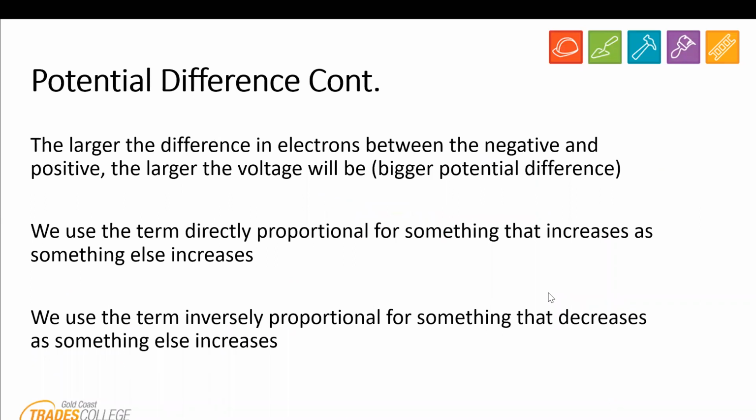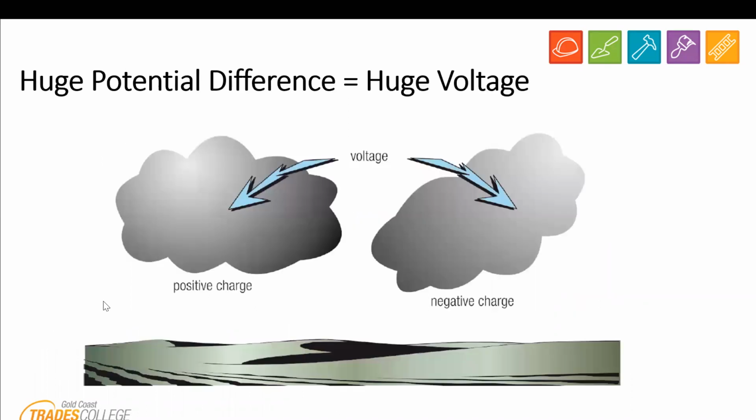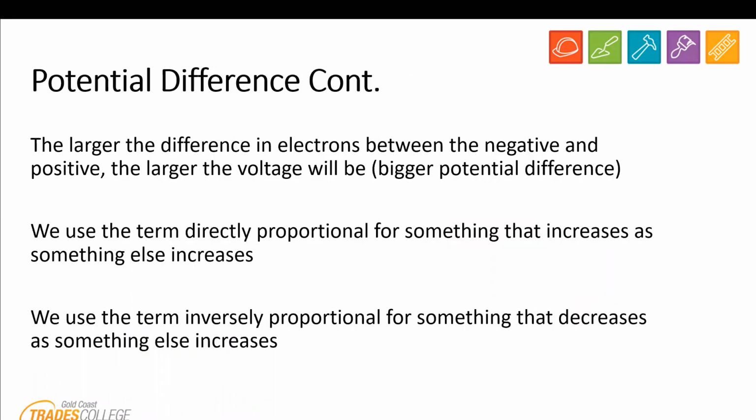The top line there, guys, is something that you should take note of. So is this, let's go back. You can take note of this. The larger the difference in electrons between the negative and the positive, the larger the voltage would be. We've just talked about that a few times, I drew it a few times, but it's always important to write it down as well so you can refer back to it.